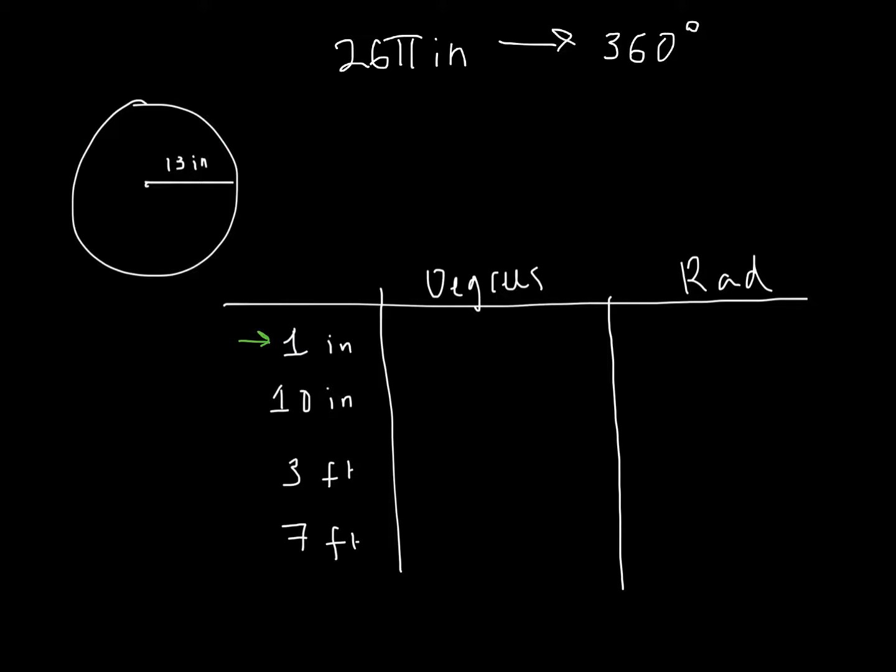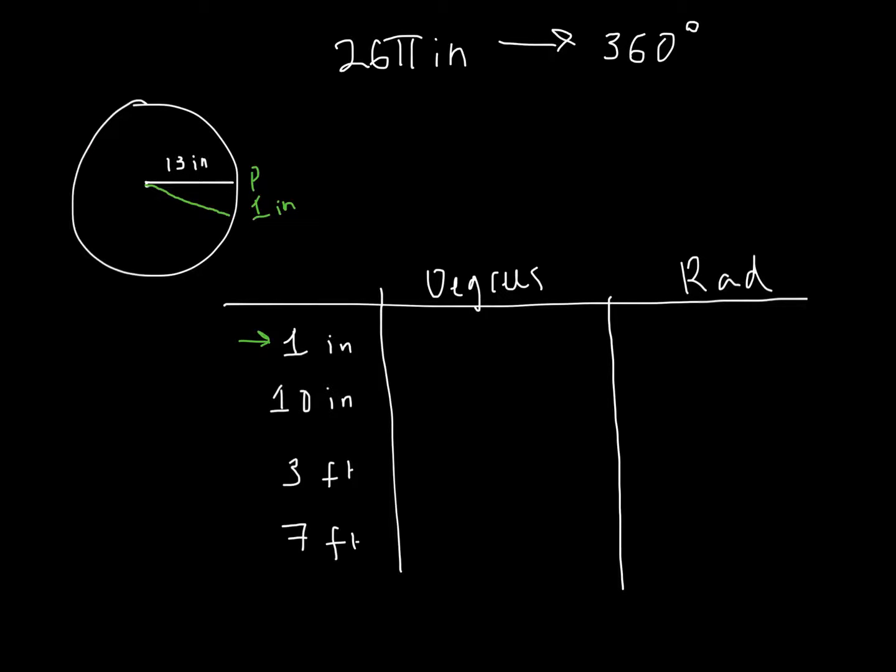Imagine that instead of traveling all 26 pi inches, it's only traveled 1 inch, which means that this point P here will have only moved 1 inch. Only 1 inch of the wheel will have hit the ground. Okay, so this arc length here would be 1 inch.